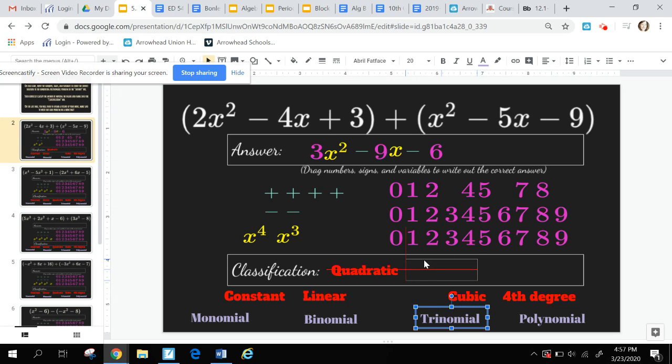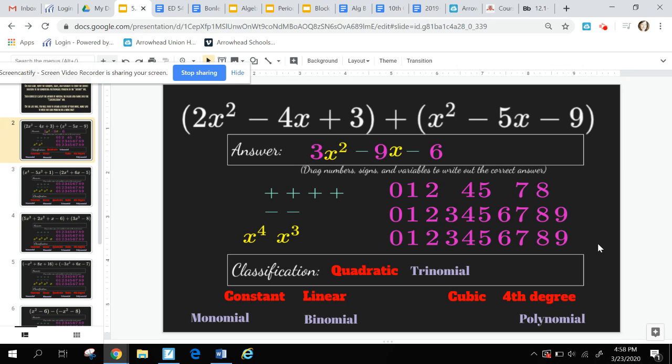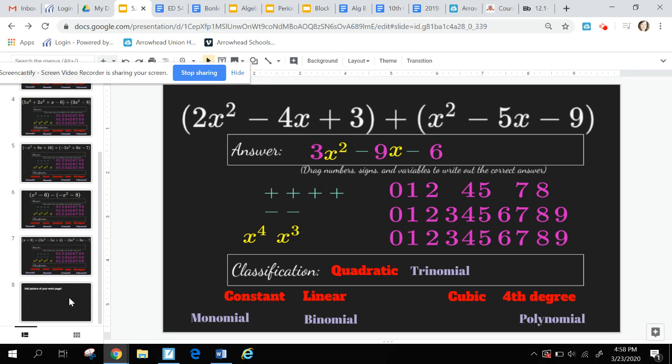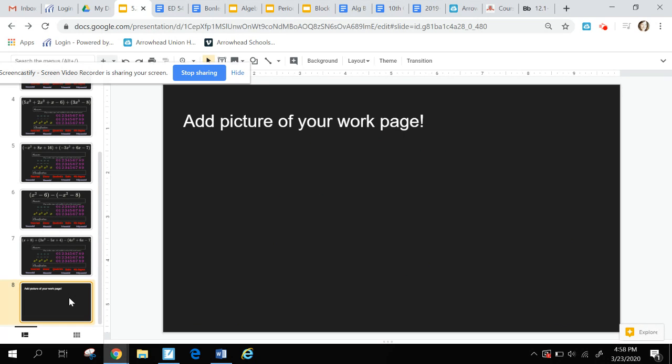I do apologize, sometimes it opens the text box, but you do have to just drag it in there. And then you would go on to the next slide and you would do the next one. The very last page then, you should upload a picture of your work.